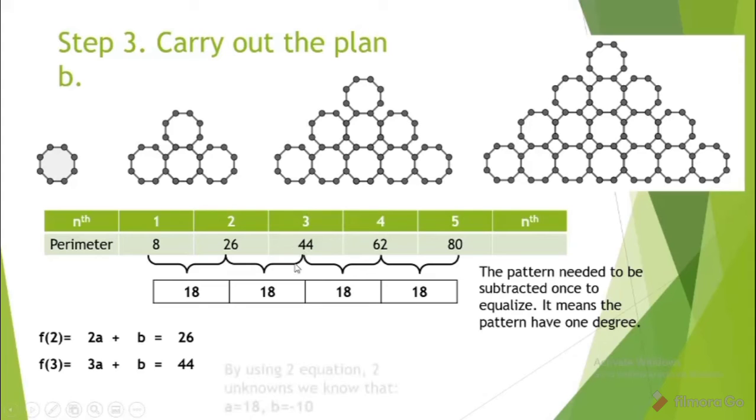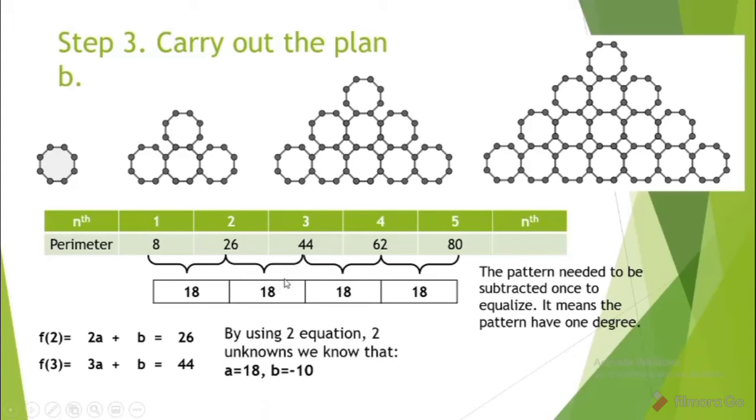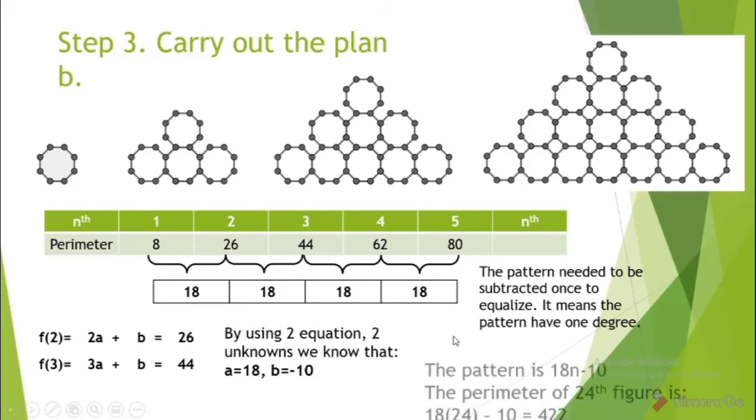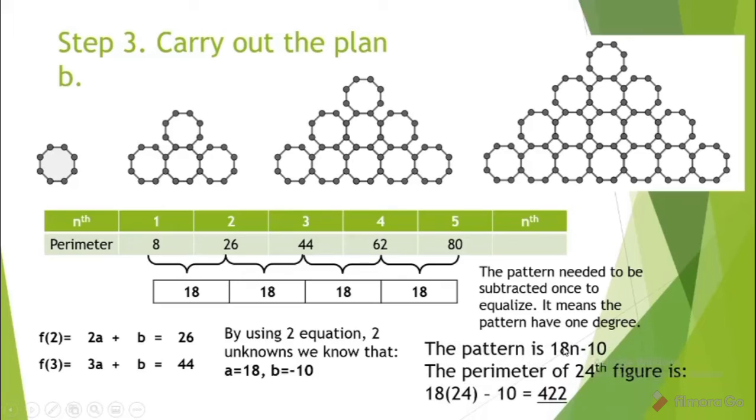Ayan. So, by using 2 equations and 2 unknowns, we know that a is equal to 18 and b is equal to negative 10. So, the pattern is 18n minus 10. So, the perimeter of the 24th figure is 18 times 24 minus 10, which is equal to 422. So, the perimeter of the 24th figure is 422.